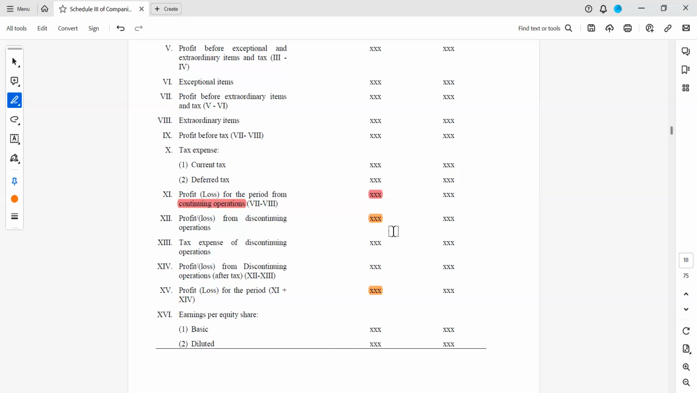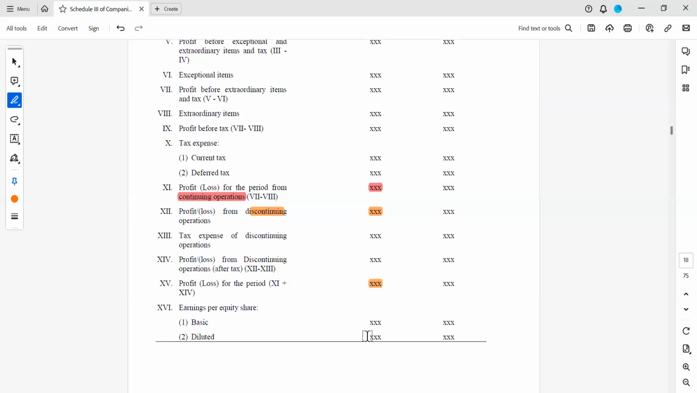Because you have not yet sold it, you are going to sell it. If you have already sold it, then there is no question of the word discontinuing. It is already discontinued. You understand this. This is why you are reporting here: that particular unit you have not yet sold. You are in the process of selling. That is the reason you are reporting it. Fine. Then basic and diluted earning per share.